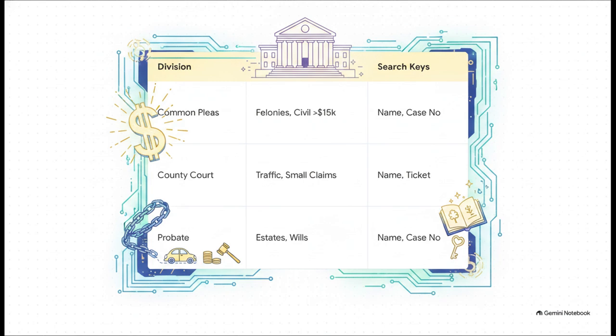For example, if you're looking for felony criminal cases or major civil disputes over $15,000, you need the Common Pleas portal. Got a minor traffic ticket or small claim? That goes straight to the county or municipal court. And for wills, estates, or guardianships, you have to search the probate court database. Picking the wrong court division is basically a guaranteed way to hit a dead end.